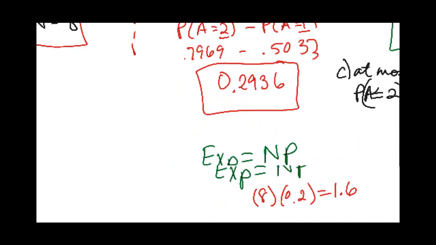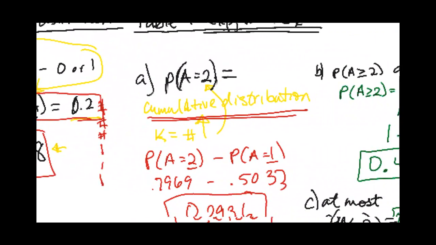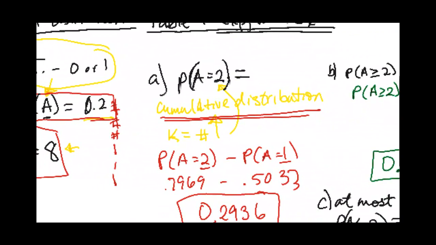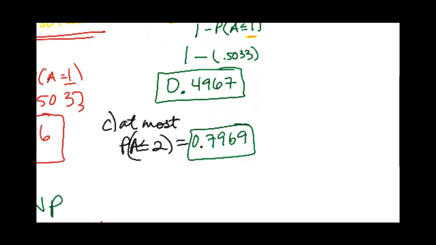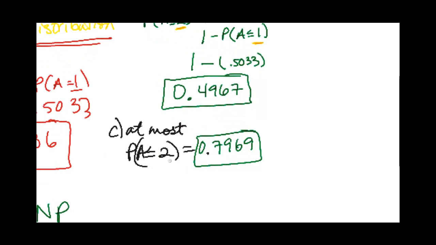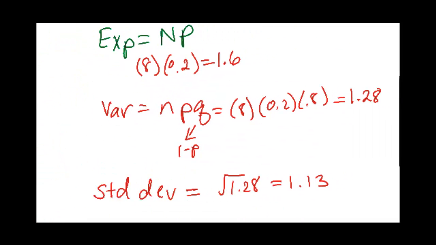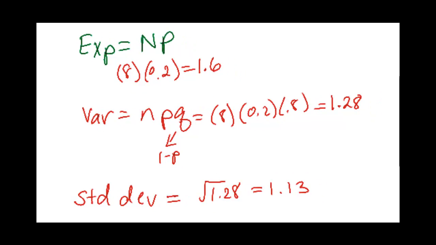So again, if you want exact values, you have to do a subtraction like we did here, of the value minus the value before it. If you want at least, use the complement, and whatever you're looking at, when you do less than, it always goes down one value. When you're doing at most, you always look at that value on the table, and that's your answer. Those are just the formulas for expectation, variance, and standard deviation.